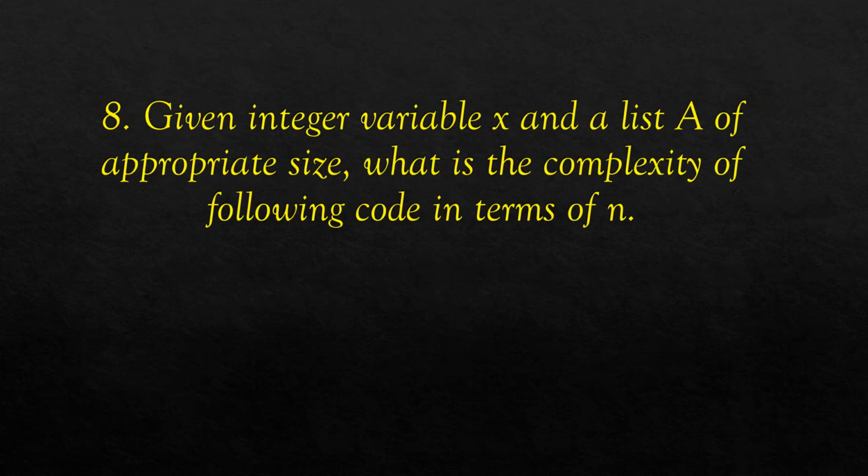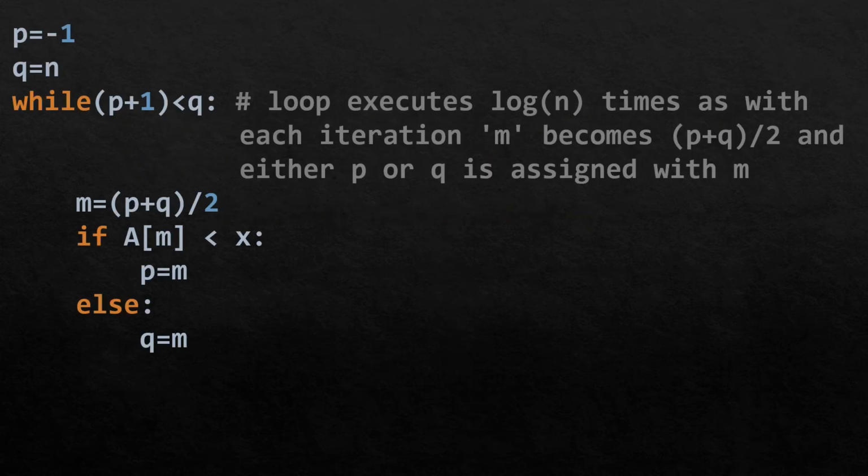The next question goes like this: given integer variable x and a list A of appropriate size, what is the complexity of the following code in terms of n? The code goes like this: p is equal to minus 1, q is equal to n. While p plus 1 less than q, m is equal to p plus q by 2. If a of m less than x, p is equal to m, otherwise q is equal to m. So as you can see here, let's say the first value of p is minus 1 and the q value is n. The first while loop will be like this: p plus 1 means minus 1 plus 1, 0, 0 less than q.